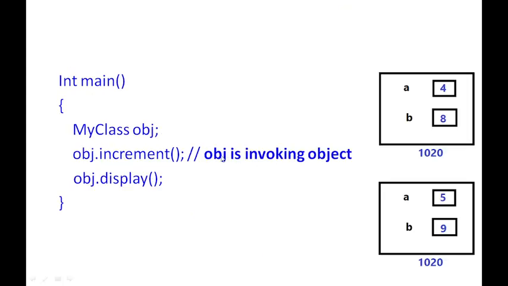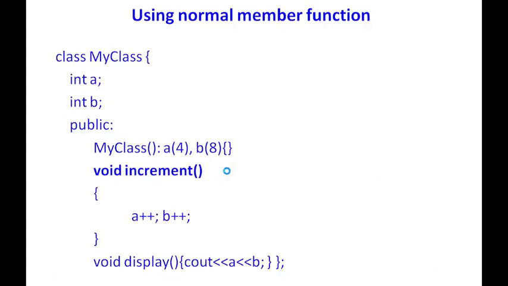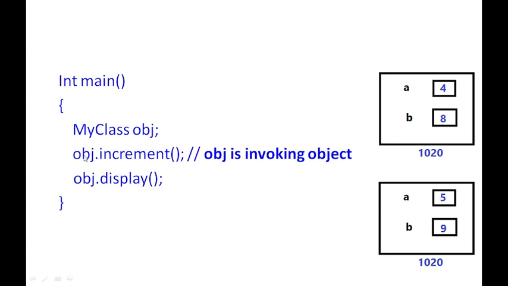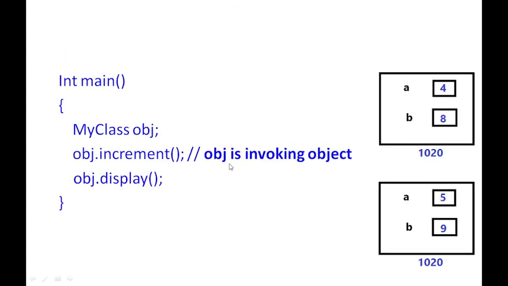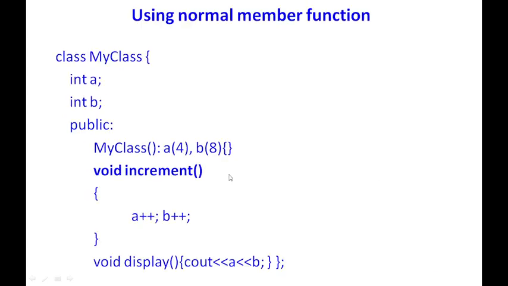And we should keep in mind that when you write obj dot increment, obj is the invoking object, the object which makes the call to the function. As a result, when you say a plus plus and b plus plus inside that function, you are indirectly referring to obj.a and obj.b. So whichever is the invoking object, its members will be manipulated by the function. That point you have to keep in mind, which is needed for our operator overloading.